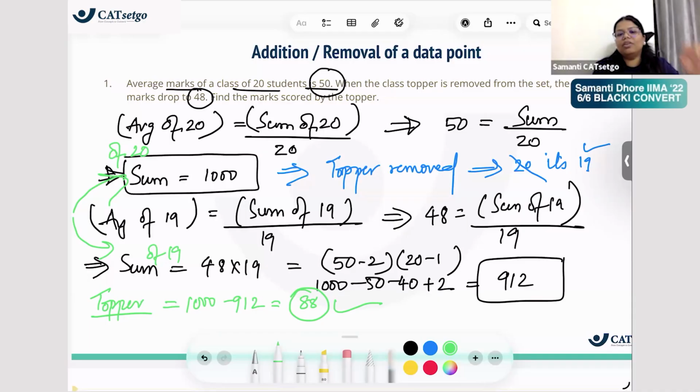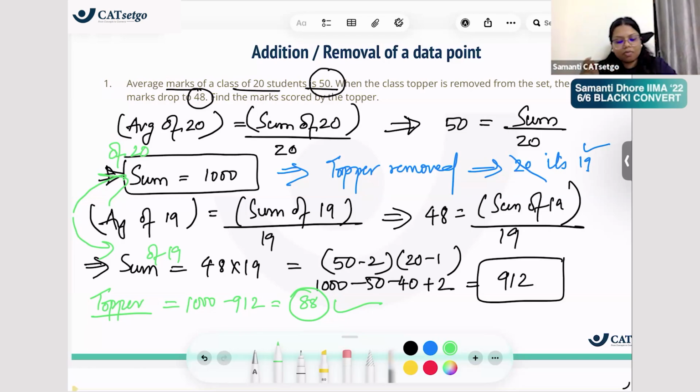So basically we find two different sums. When we are given averages, we find two different sums. This was the sum of 20 people. This is the average of 20 people. And this was the sum of 19 people. So out of 20, you remove 1, you get 912. So you removed 88. That's why 1000 से 912 बन गया. And that's why I know that the topper's marks are 88. Are we good till here?